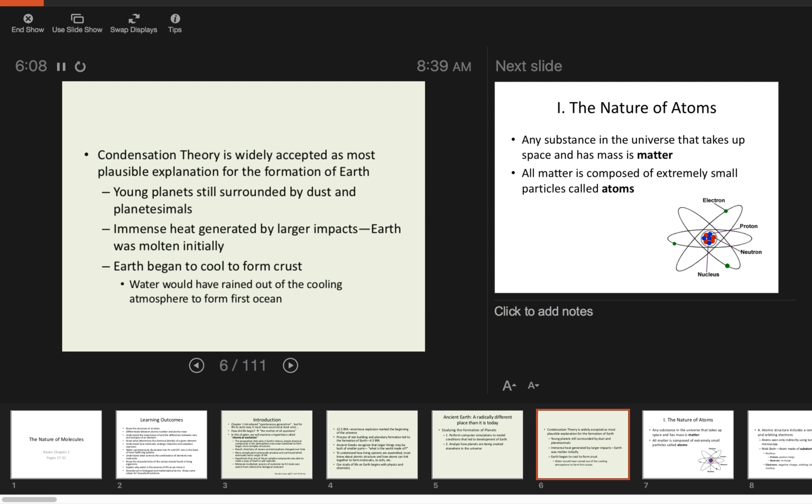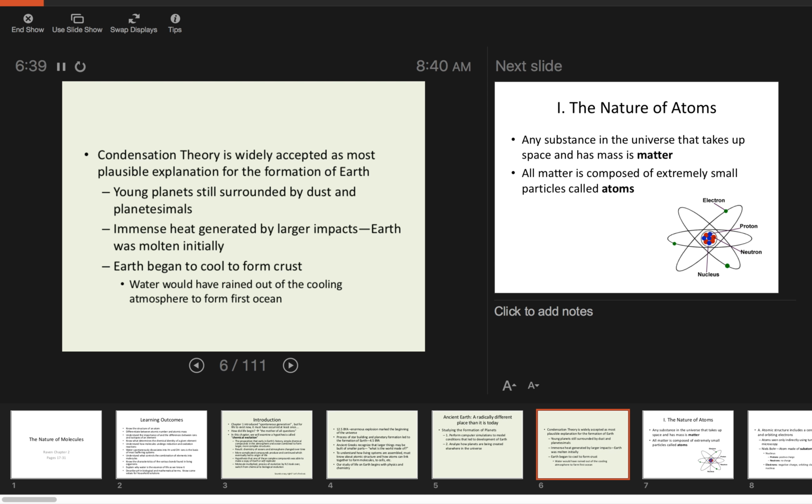So young planets are still surrounded by dust and planetesimals, basically small rocks. And there's lots of heat being generated by these larger impacts. And this is why Earth has a molten inner core, and our core is still active today. The outer layers of Earth began to cool and started to form our crust. But because our inner core is still active, magma, which turns into lava, and gases are being released. Those gases eventually cool in our atmosphere and then condense to form our first oceans.